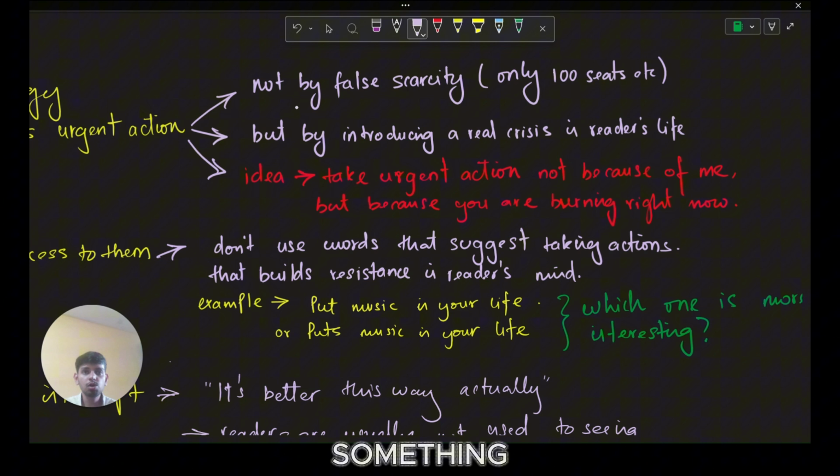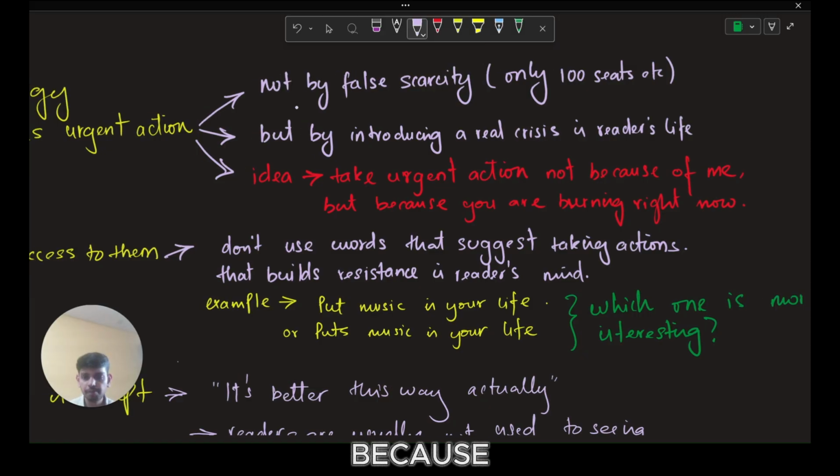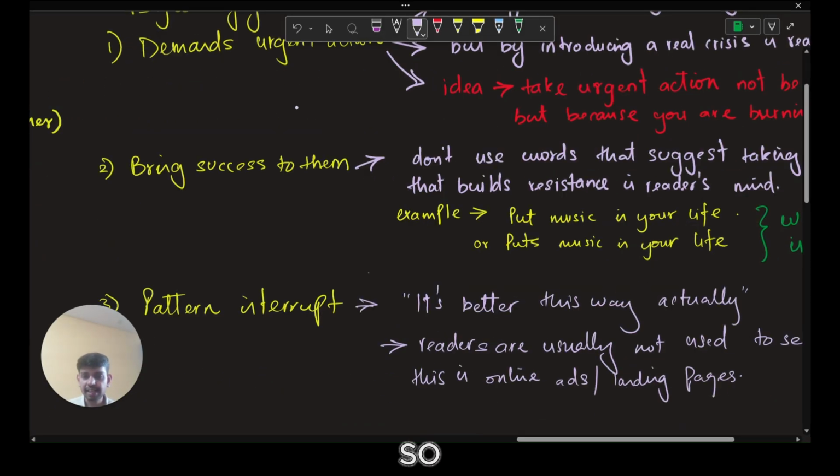Okay. So something like they're about to quit, right? It's a very bad thing to happen. So suggest actions because you are about to quit. Take urgent action not because of my reasons, but because you are burning right now. So that's the attention banner. Secondly, you bring the success to them.